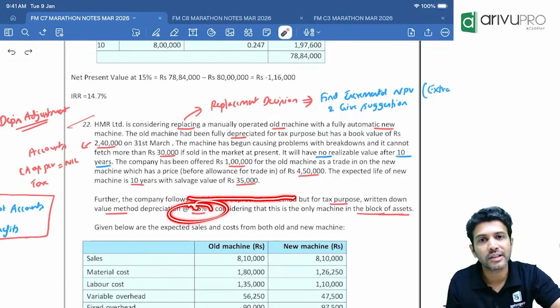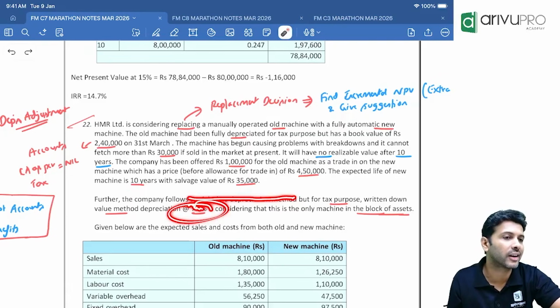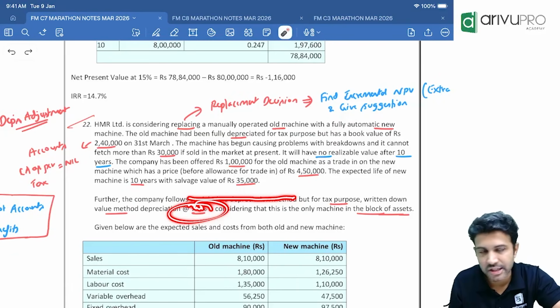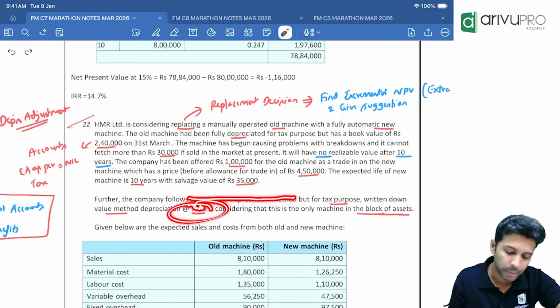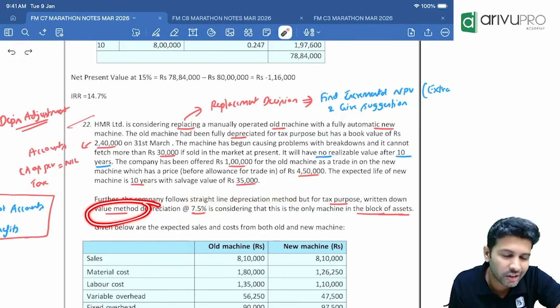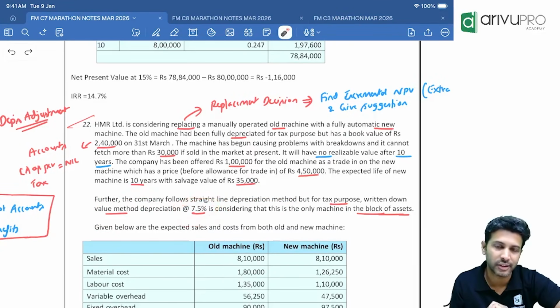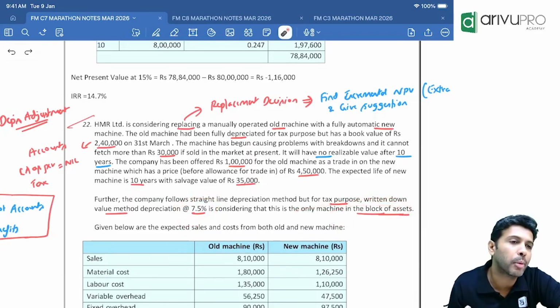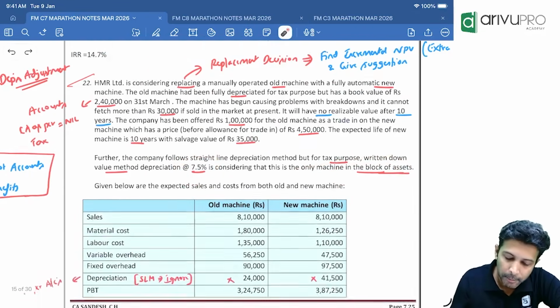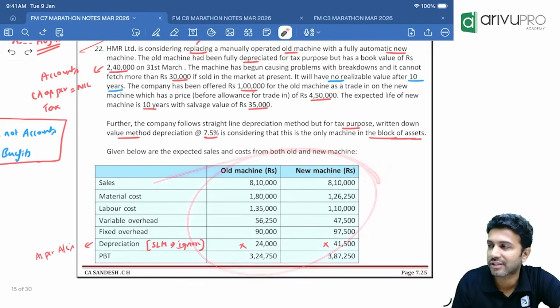We always have to consider accounts ka data or tax ka data. As far as depreciation is concerned, we want only tax ka data. I mean, straight line method is not relevant to us. What is relevant? WDV method. And what is the depreciation rate? 7.5%. This is the only machinery in the block of asset. Okay. Below is the sales and cost from both the assets they have given.